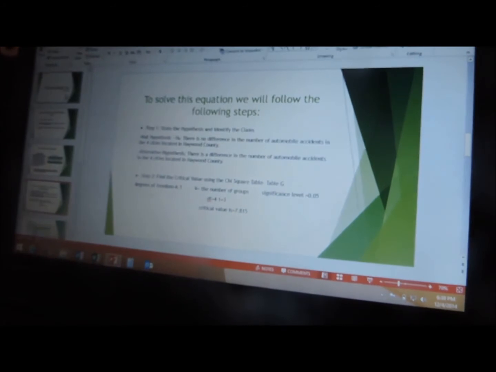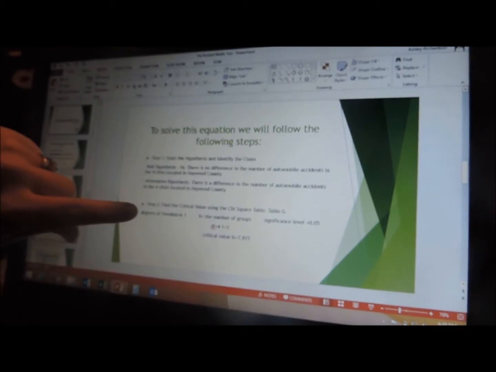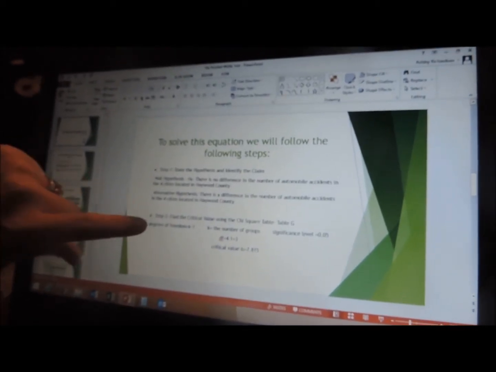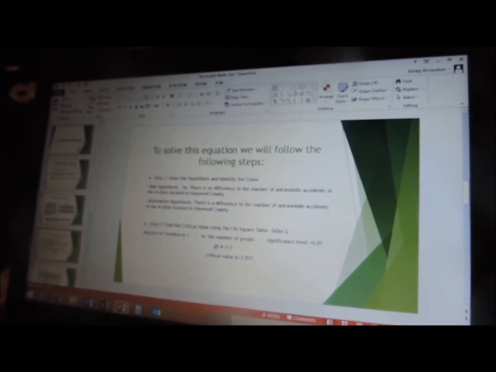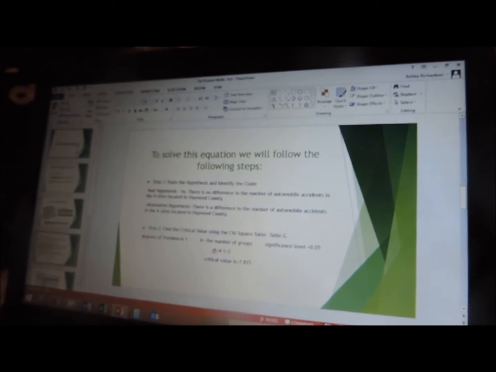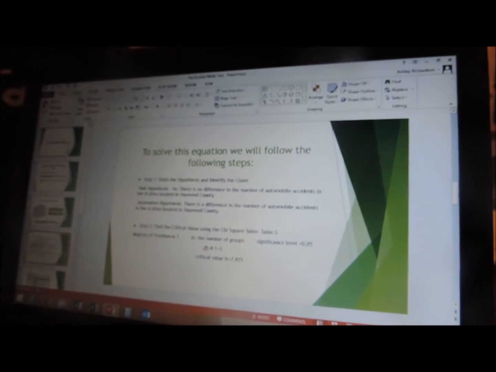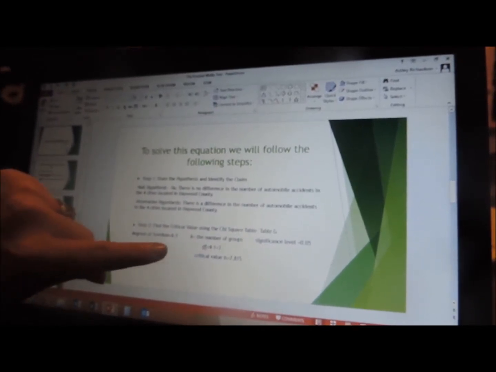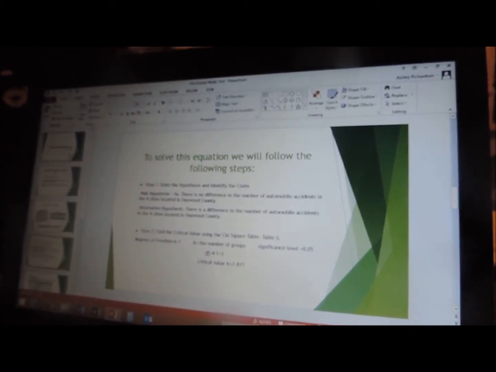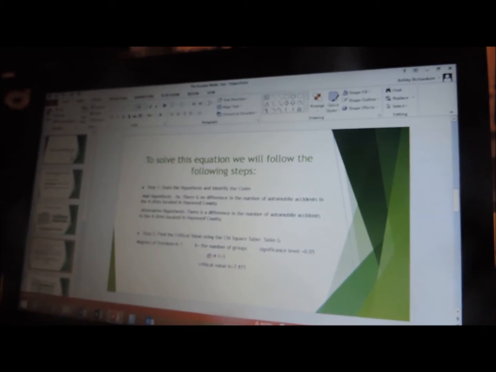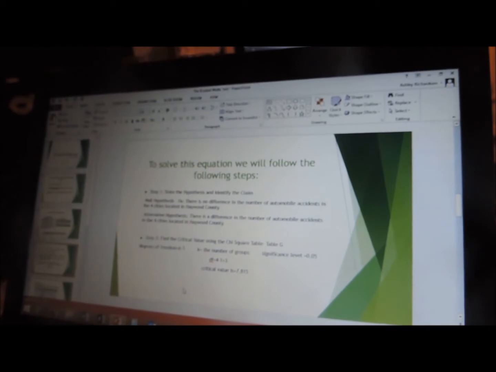In order to find the critical value using the chi-square table, we will see our degrees of freedom. The degrees of freedom formula is K minus 1. K is the number of groups. For this equation, we have 4 groups. The significance level that we'll be looking at on the table is 0.05. When we do our formula, 4, which is our groups, minus 1, it equals 3. We look at the significance level on the table, and it gives us the critical value of 7.815.